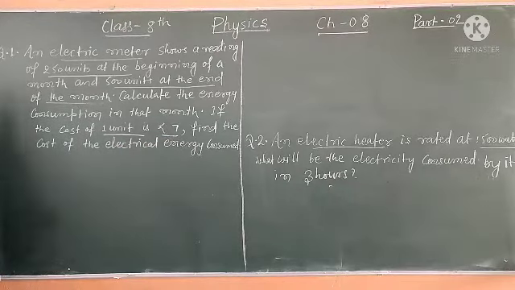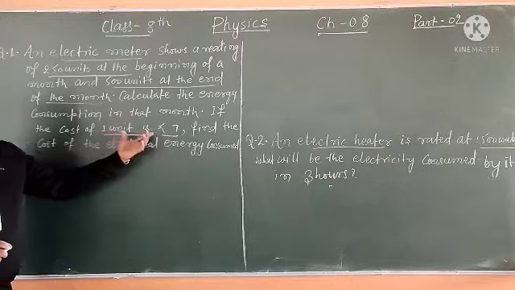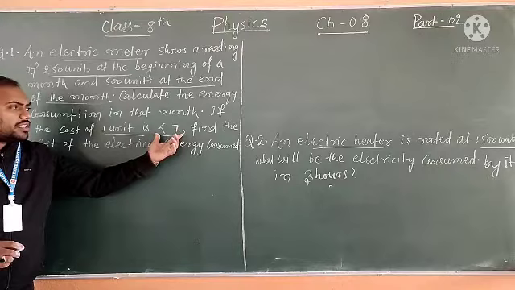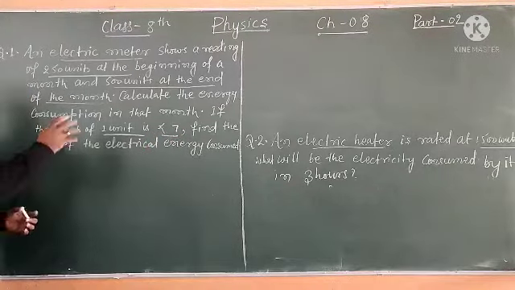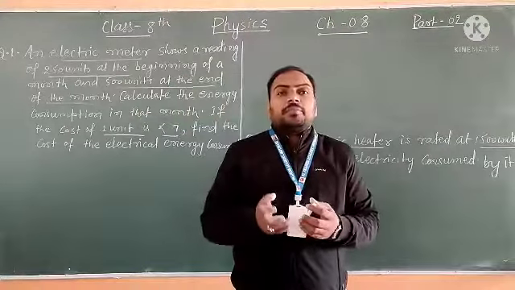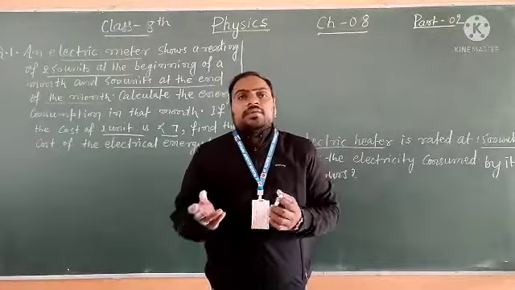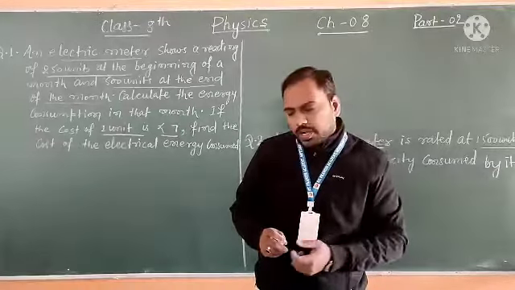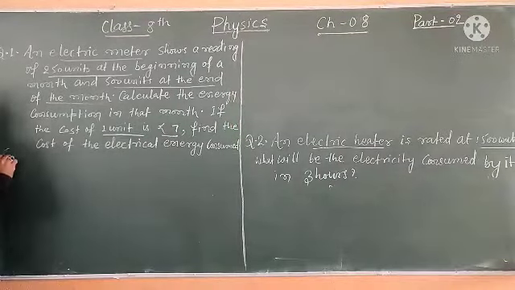As it is mentioned here, the consumption cost is charged by the distribution company at 7 rupees per unit. So first of all we will find how much energy we have consumed for that month, and then we will multiply by 7 and we will get the result of how much we have to pay to the company. Okay, so just understand it. Solution.